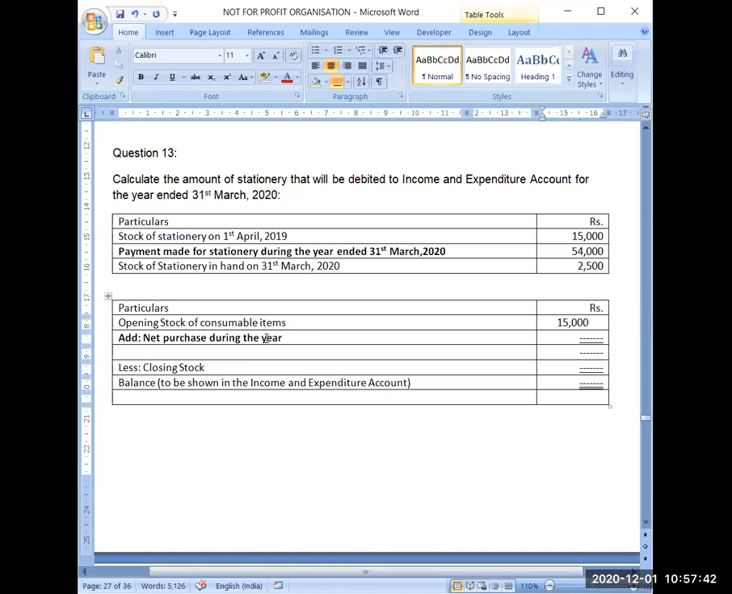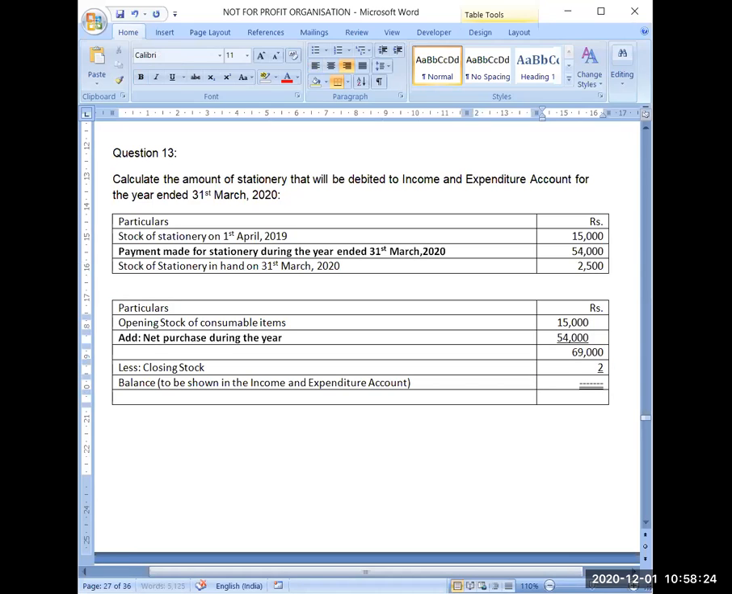Then we have to add the net purchase made during the year. So here it is given payment made for stationery. See, it is payment made, but because no other information is given in the question, payment made will be treated as purchase. So we have purchased about 54,000. So that will be added here, 54,000. And the total amount will become 69,000. Out of this 69,000, we will deduct the closing stock.